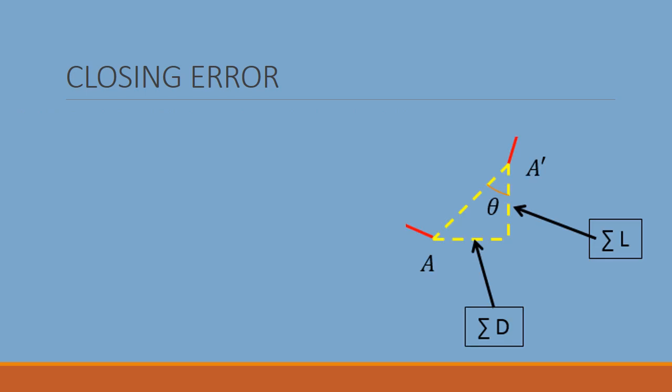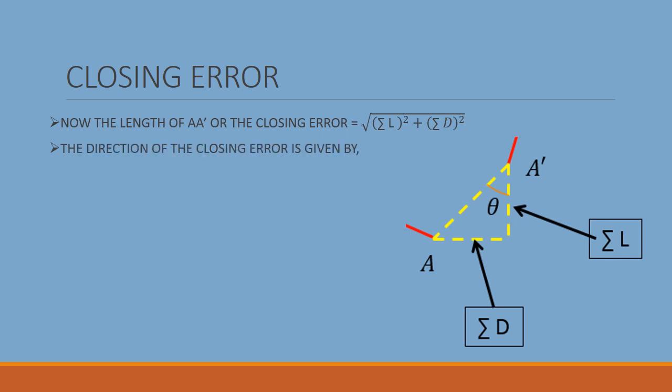Let us see the picture again in a more magnified way, where we have a right angle triangle in which the perpendicular is summation D and the base is summation L. The length of AA dash, or the closing error, equals root over summation L square plus summation D square. This is nothing but the Pythagoras theorem. So we will find the length of AA dash using this formula. Then the direction, or the angle, of the closing error is given by tan theta equals summation D by summation L, where theta equals tan inverse of summation D by summation L.